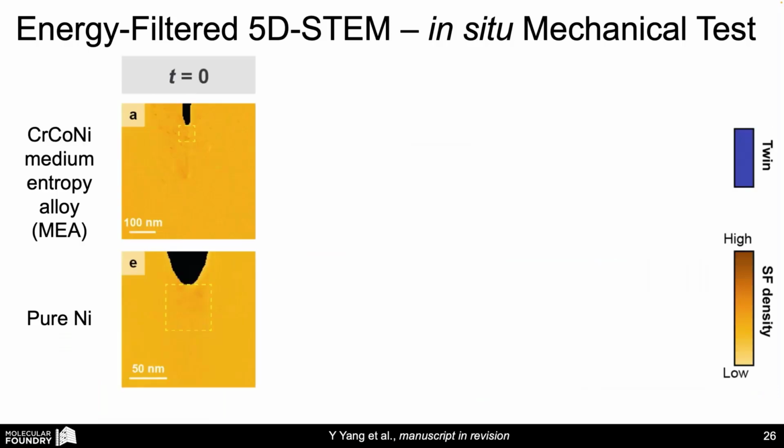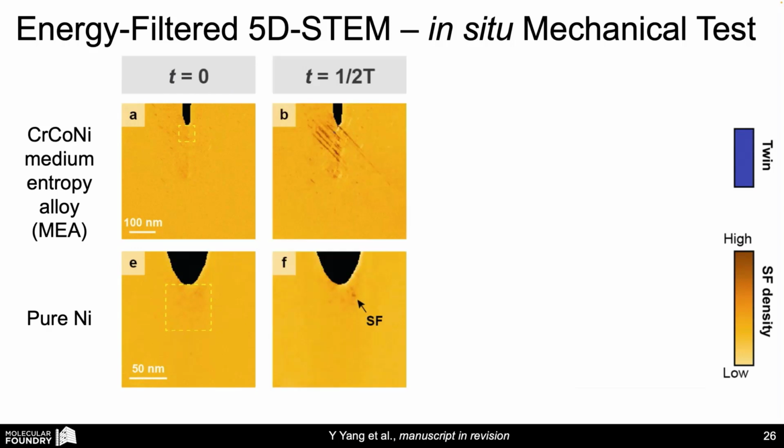Okay, so this is what the study is really all about, comparing a medium entropy alloy, in this case chromium, cobalt, nickel, to a pure FCC nickel sample. Under no load, this is what the sample looks like with the notch cut in it shown above. And then this is what it looks like under load. So 1/2 of a time step here. And so you can see in the pure nickel, a little bit of stacking fault signal has been injected here, and significantly more stacking faults in the medium entropy alloy.